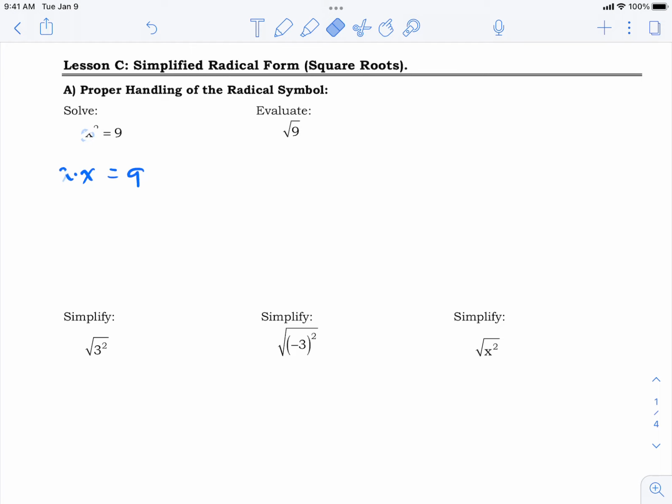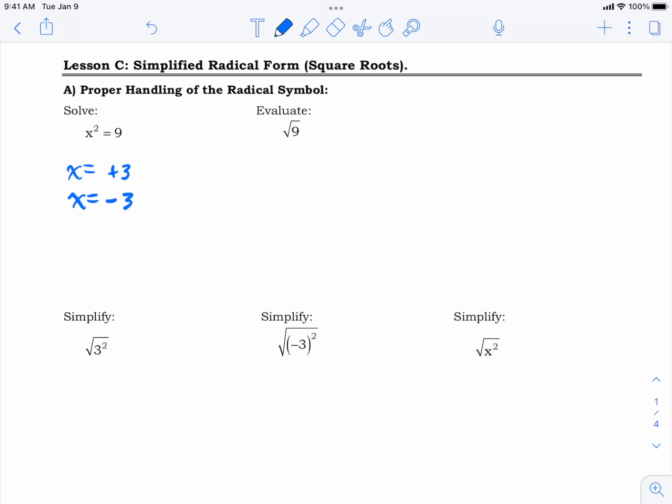Now just ask yourself, what number times itself is going to be 9? There's two answers, right? What number times itself gives you a positive 9? Well, x could be positive 3, because if you take a positive 3, multiply it times itself, you get a positive 9. But x could also be negative 3, because if you multiply negative 3 times negative 3, you also get positive 9. So in other words, 9 has 2 square roots.